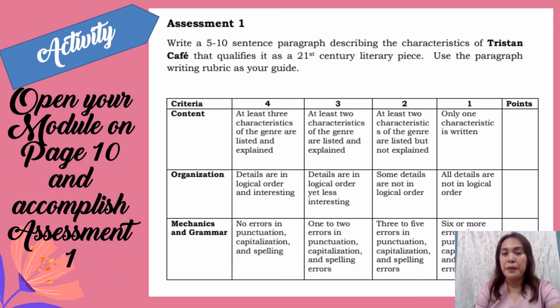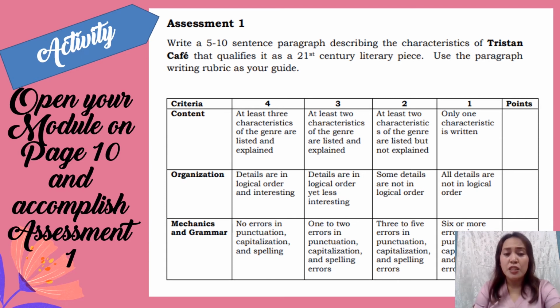For assessment 1, refer to your module on page 10. Write a 5 to 10 sentence paragraph describing the characteristics of Tristan Cafe that qualifies it as a 21st century literary piece. Use the paragraph writing rubric as your guide.